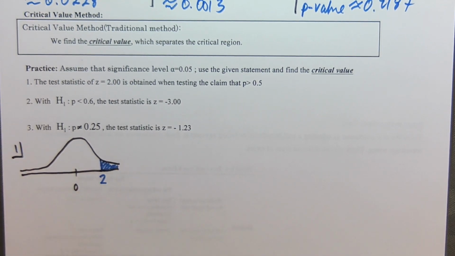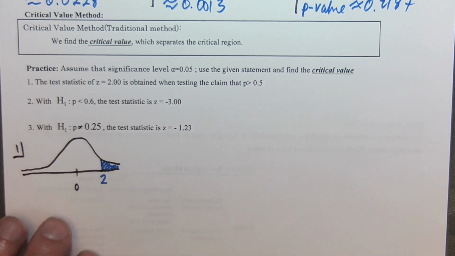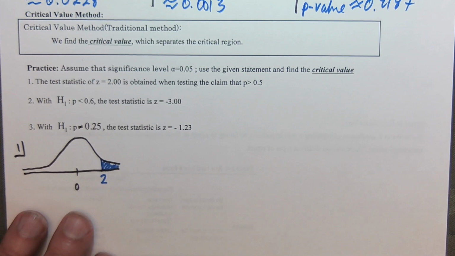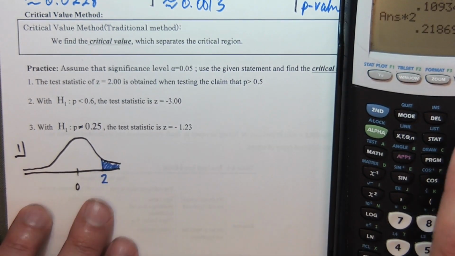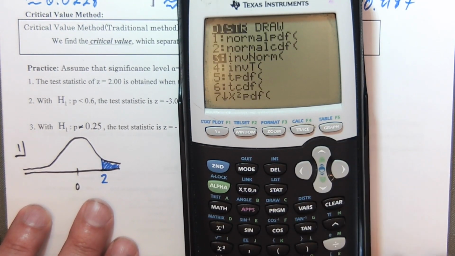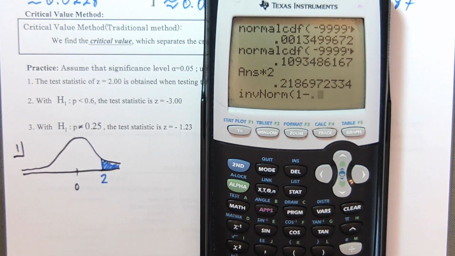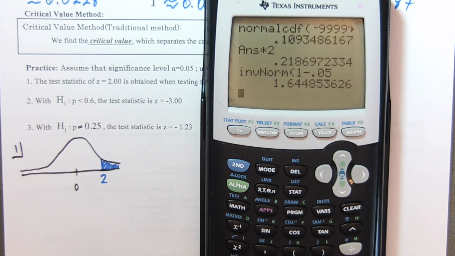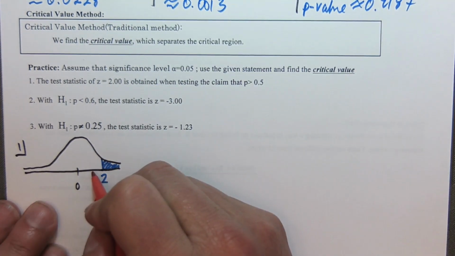So to find not alpha, but the critical value, I actually have to do inverse norm for that. And remember, inverse norm is only area to the left, and this area is going to be to the right. So it's going to be 1 minus 0.05. And you can see my critical region, 1.64, is here.